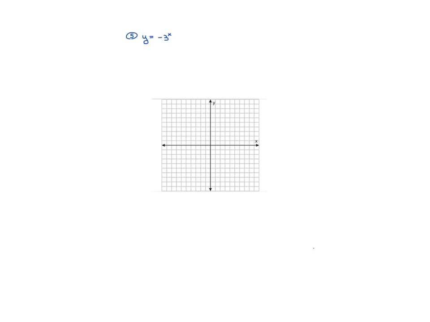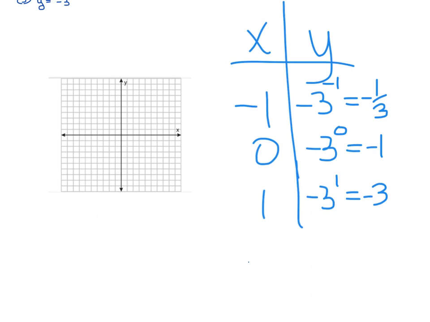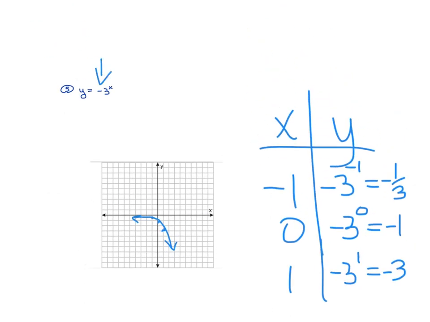This one is now a negative base. Again, it's going to be like a reflection. So again, I'll do a table. And again, I'll just do a negative, the 0, and the 1. So -3 to the -1 power is actually -1/3. -3 to the 0 power is -1. And -3 to the first power is -3. And then I'll take these 3 order pairs and I will graph them. -1/3, the 0, -1, the 1, -3. And there would be your graph. And again, this negative sign is like a reflection.